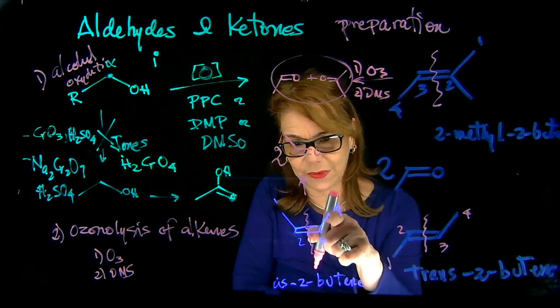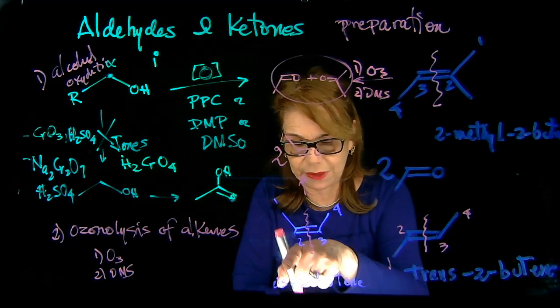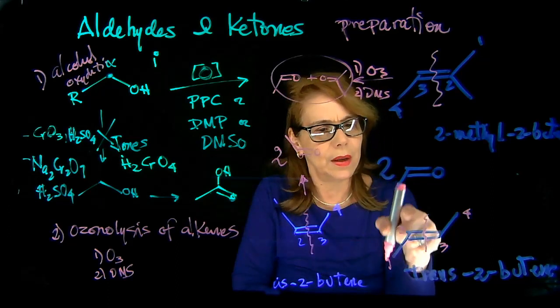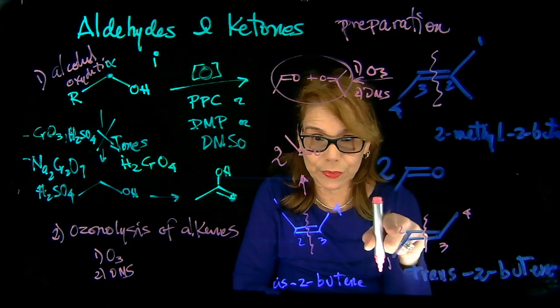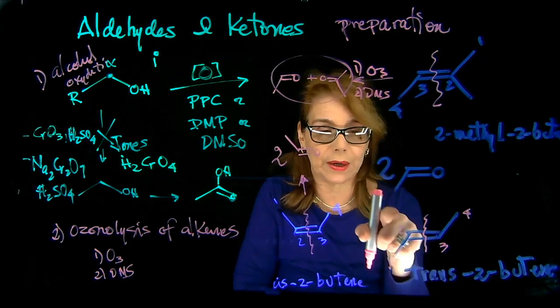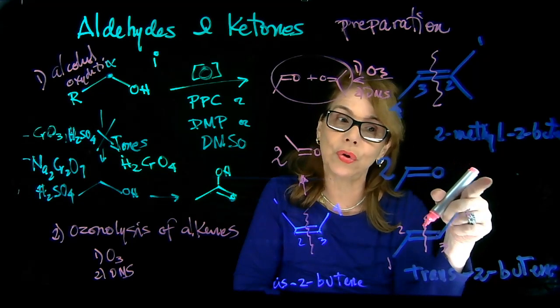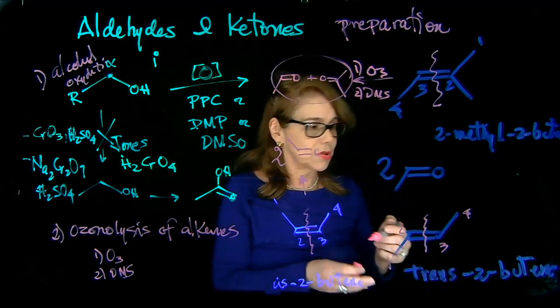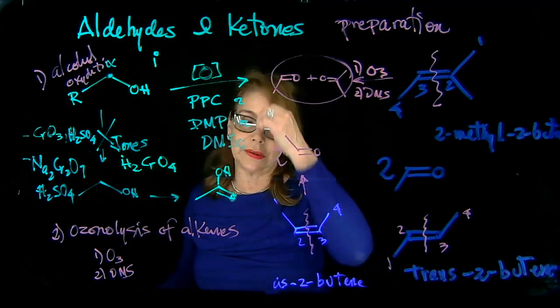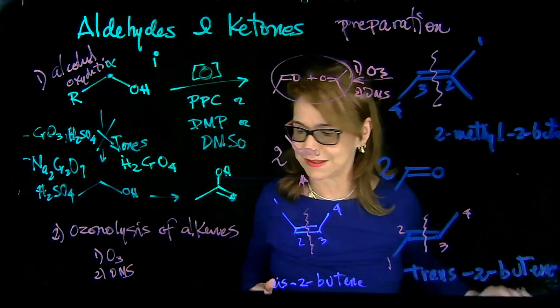So here, because you had a methyl and H, you have 2 moles of the same. Here, the stereochemistry was different, but at each carbon you had an H and a methyl, and here an H and a methyl. So you obtain 2 moles of the same. So depending on the starting material, you're going to get different things.